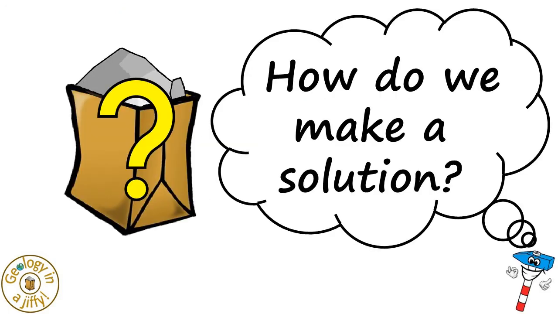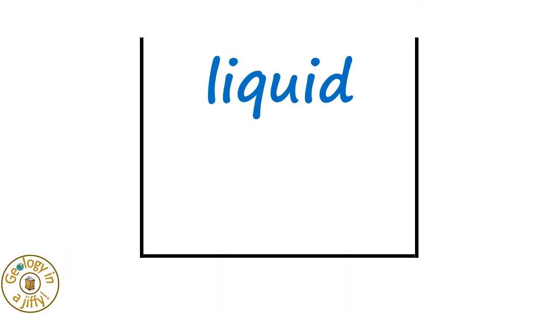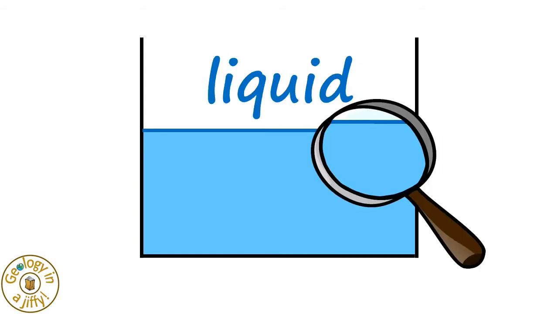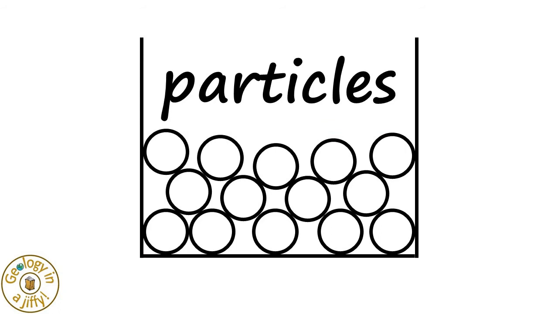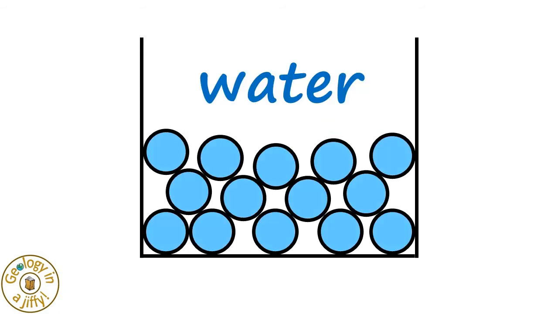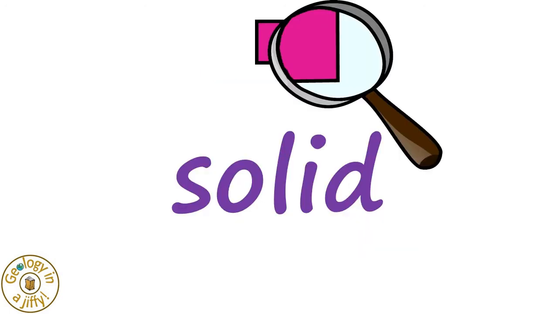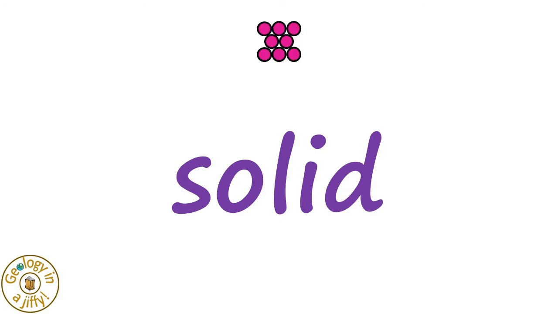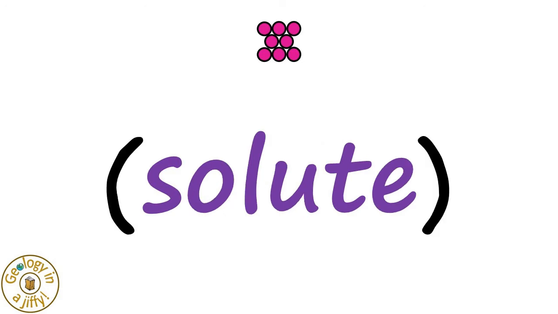But how do we make a solution? If we take a cup or a beaker and pour a liquid, our solvent, into it, when we look more closely at the liquid, we see it is made of particles, all freely sliding over each other. Water is an example of a solvent. If we take a solid and study that more closely, we also see that the solid is made up of particles, these bonded together and arranged in a regular structure. This purple-coloured salt is an example of a solute.